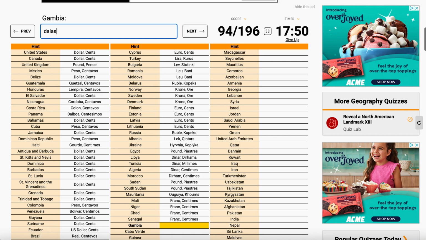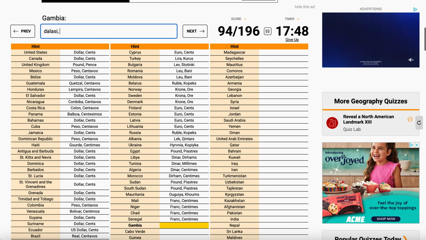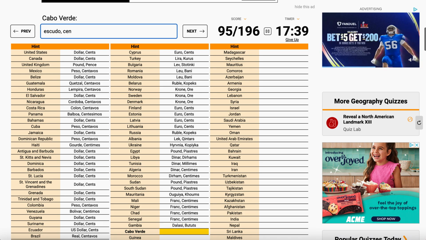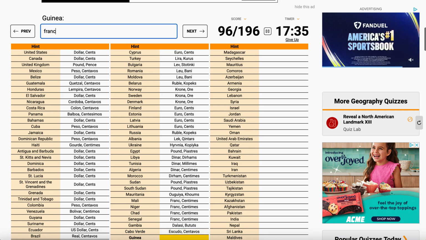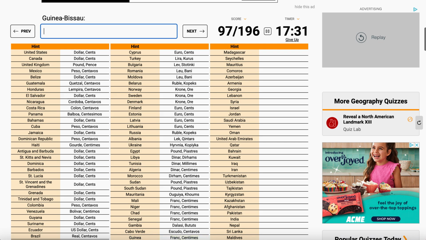Gambia uses the dalasi, and that is divided into butut. Cabo Verde is the escudo, divided into centavos. Guinea does not use the CFA franc, but uses its own version of franc, and we'll get franc centimes. Sierra Leone uses the leone, and that is divided into cents. Liberia is dollar and cents.